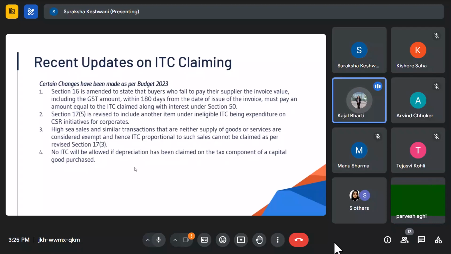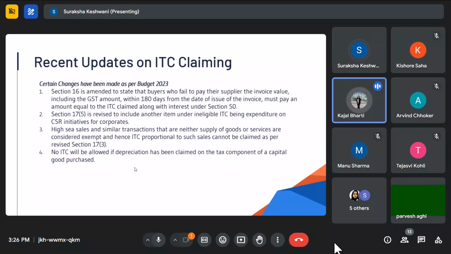The second one is Section 17.5, which is revised to include another item under ineligible ITC, being expenditure on CSR initiatives for corporates. Number three is high seas sales and similar transactions that are neither supply of goods nor services. These are considered exempt, and hence ITC proportional to such sales cannot be claimed as per revised Section 17.3. No ITC will be allowed if depreciation has been claimed on the tax component of a capital good purchased. What does this mean?